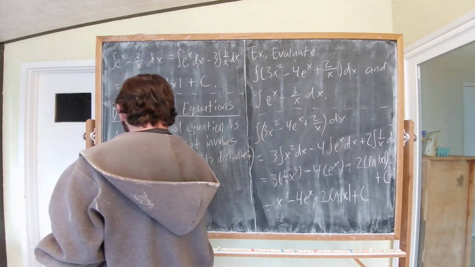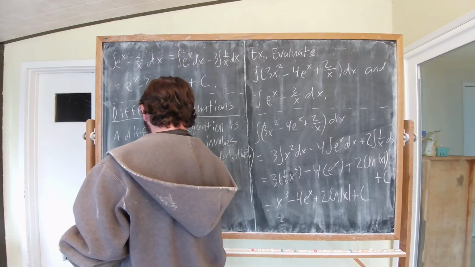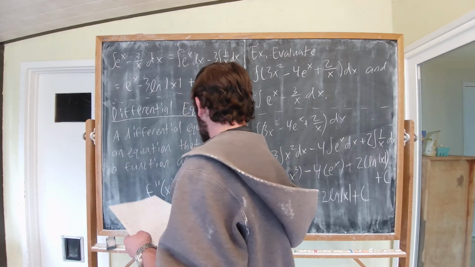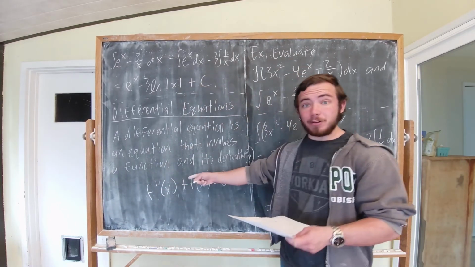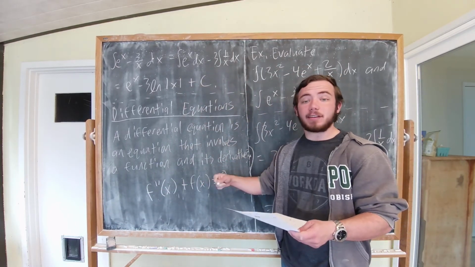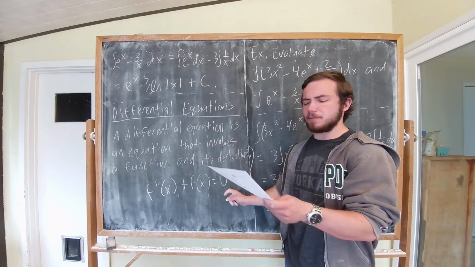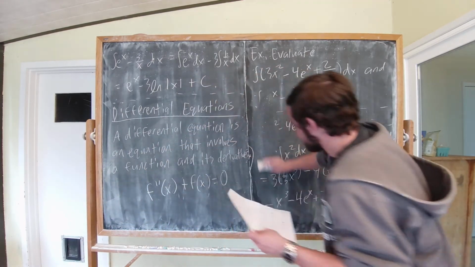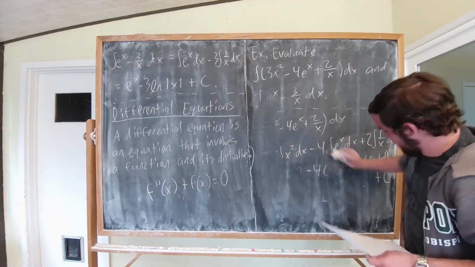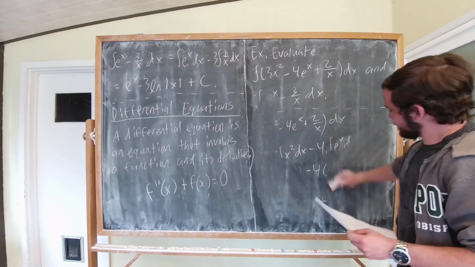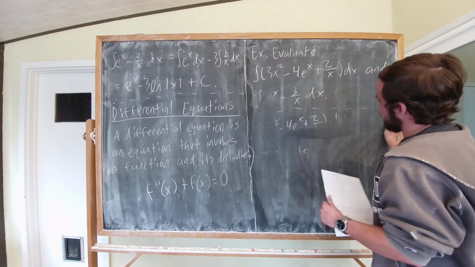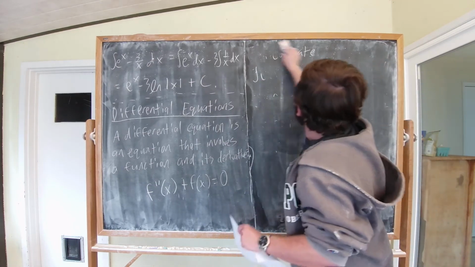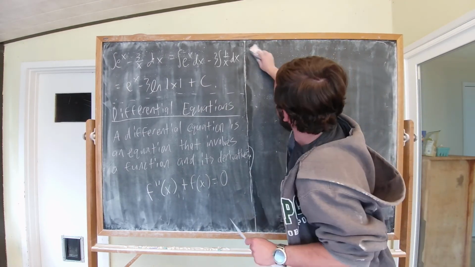One of the most classic examples would be something like f double prime of x plus f of x is equal to 0. So in other words, the second derivative of f plus the original function gives you 0. It's a very classic problem. For those of you who know some trigonometry, it turns out that the two linearly independent solutions to that are sine and cosine.